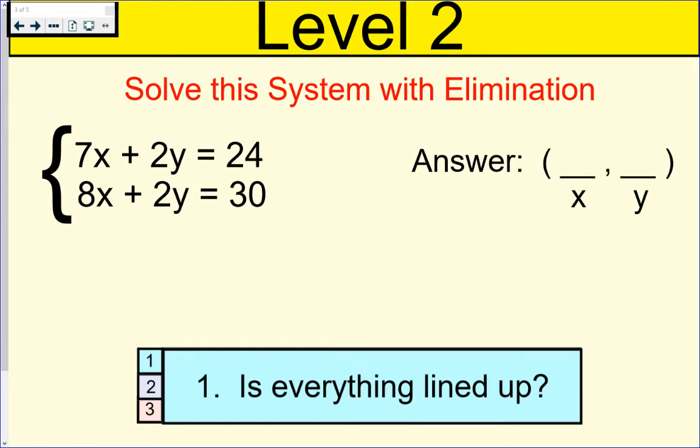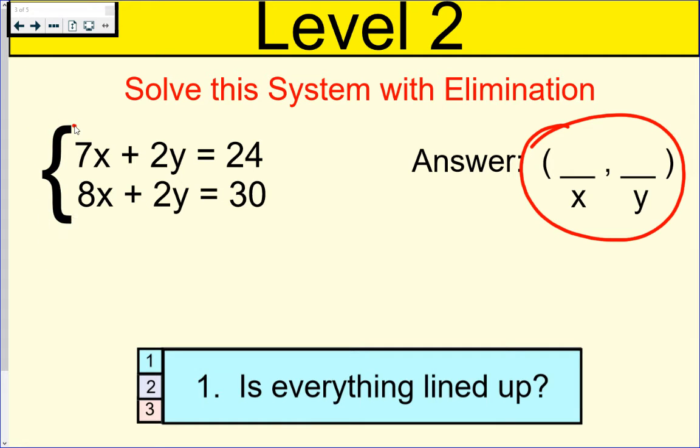Hey everybody, in this video I want to show you how to solve this system of equations using elimination. Now a system of equations is when you have two equations connected together, usually with a bracket if the software will allow that, and your goal is you're trying to find an ordered pair. You're trying to find an x number and a y number that makes that equation true.